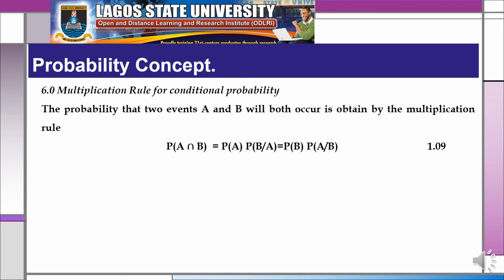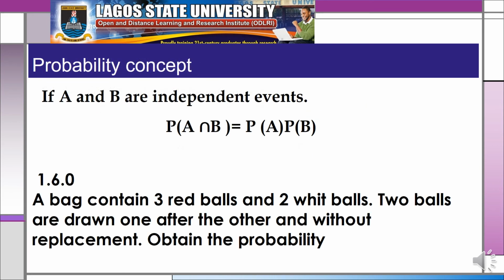Multiplication for intersection. The probability of two events A and B which both occur is obtained by the multiplication rule. P of A intersection B is the same as P of A times P of B given A, which is the same as P of B times P of A given B. If A and B are independent, then P of A intersection B is equal to P of A times P of B.